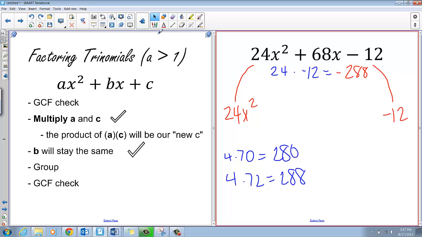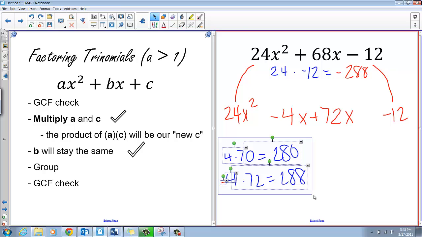And I've now found something that will multiply to 288, but will also, if we notice, add to 68. If I were to make this 4 a negative, well, 72 and negative 4 makes 68. So I have just found my two numbers, and I'm going to put 72x over here and negative 4x over here. That's a positive 72x. Alright, so let's get rid of all that math. Hopefully you understood what I was doing there.